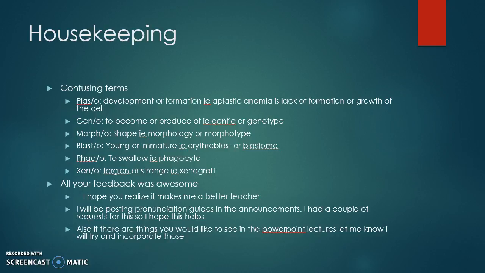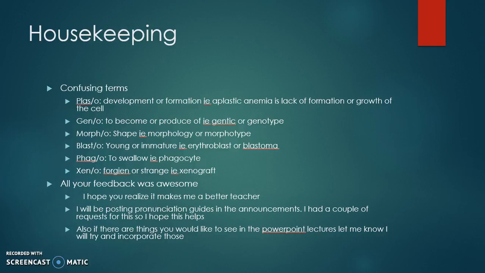So just to briefly review those, plazo is development and formation. So this is like aplastic anemia, the lack of formation or growth of a cell, a red blood cell in particular, which results in this anemic state. Not to be confused with geno, which is to become or produce. So our genetic material determines what we become. Those terms commonly got confused, and they're not the same terms, so make sure you understand the difference.